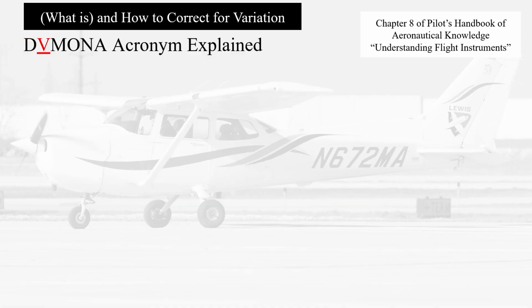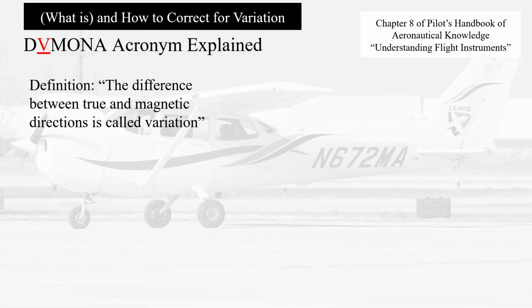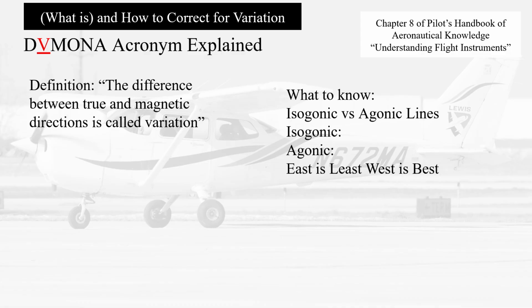Variation, what is it and how to correct for it. So variation is more of a terminology, it is the difference between true and magnetic directions. This is called variation. So what are you going to know about variation? So we have agonic and isogonic lines. Isogonic lines are the lines of zero, and agonic are everything else.